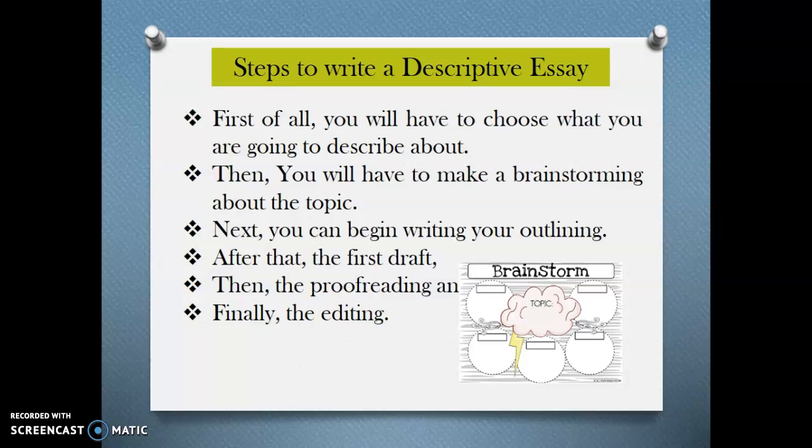After that, the first draft. The first draft is a rough sketch of your essay. Then, the proofreading. Here is where you revise your grammar and spelling mistakes, as well as the missing words. Finally, your document will be ready for editing.